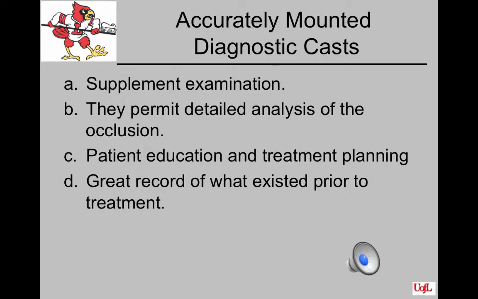This type of thing helps us to diagnose things like malposed teeth, low-hanging tuberosities that interfere with occlusion on the opposing arch, interarch distance problems when there's not enough room to even place teeth, and even helps us to see some restorations that need to be replaced. It also permits a detailed analysis of the occlusion.